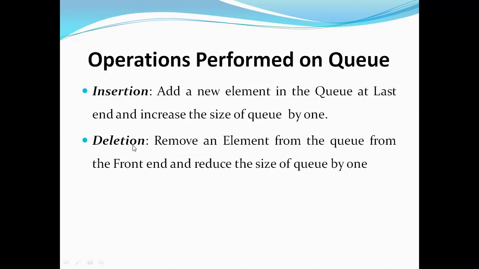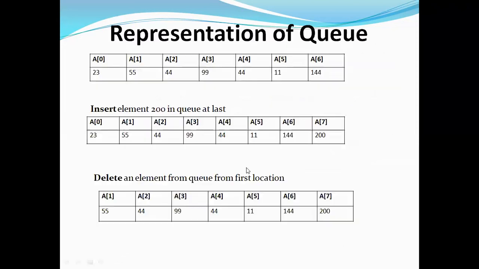Either we can insert an element in a queue or we can delete an element from the queue. If you want to insert, that element will be inserted at the rear end, the last end of the queue. And if we want to delete something from the queue, that deletion will be done from the front side of the queue. Insertion adds a new element in the queue at the last end, or you can say rear end, and increases the size of the queue by 1. Deletion means removing an element from the queue at the front end and reducing the size of the queue by 1.